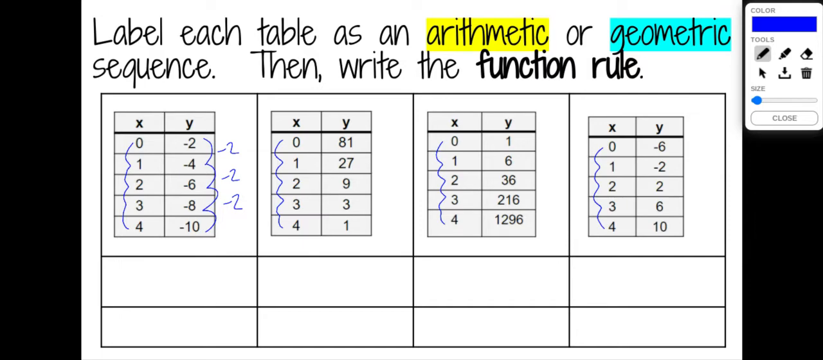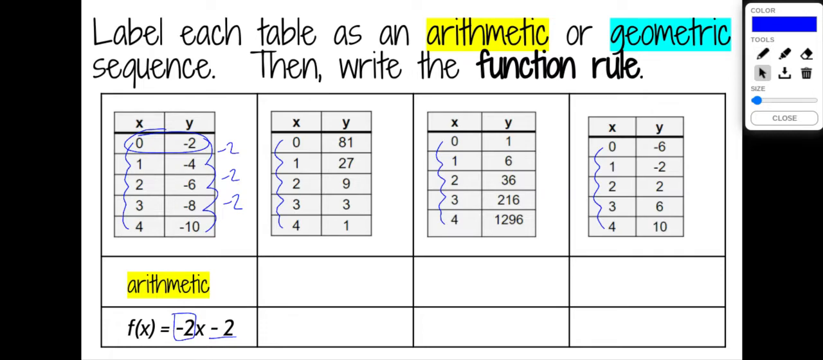So a constant subtraction. So what type of sequence of numbers would that be? If you said arithmetic, you are right. So then let's write a function rule for that. Remember, that's y equals. We can see that our slope, our rate of change here is minus 2, minus 2, minus 2. And we can see our y-intercept is negative 2. So let's put it all together. Function rule, negative 2x minus 2. Here's our slope, and here's our y-intercept.